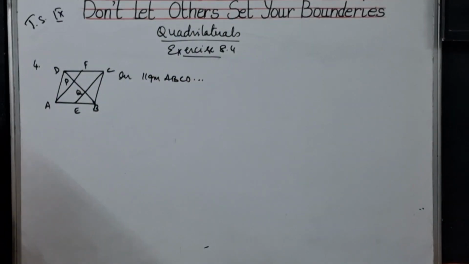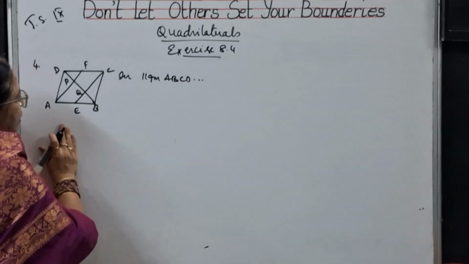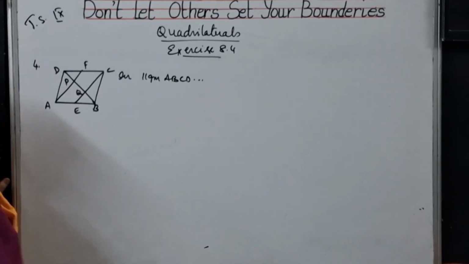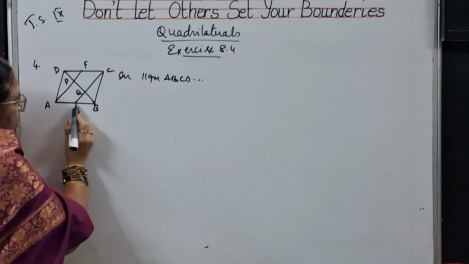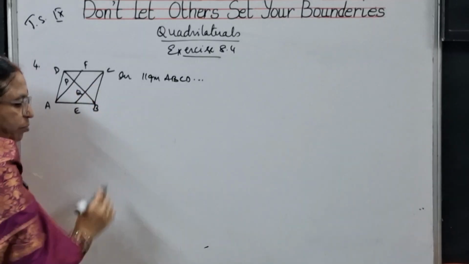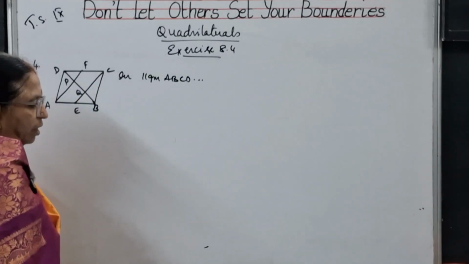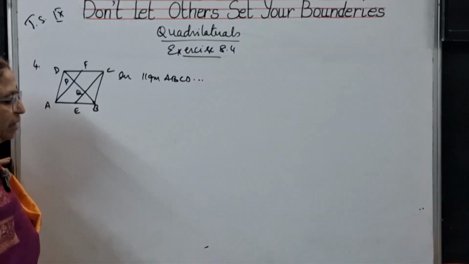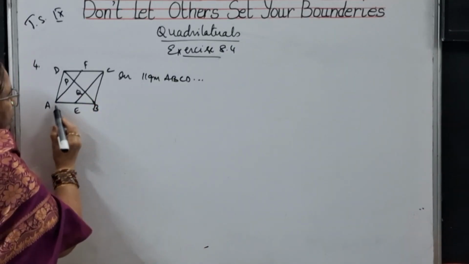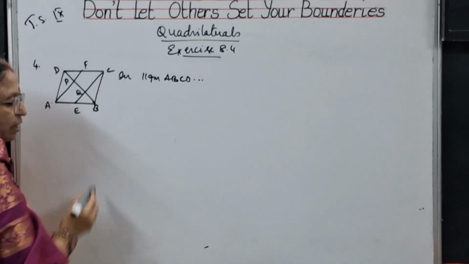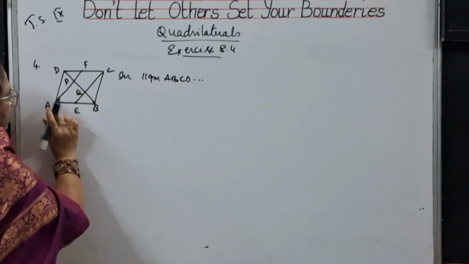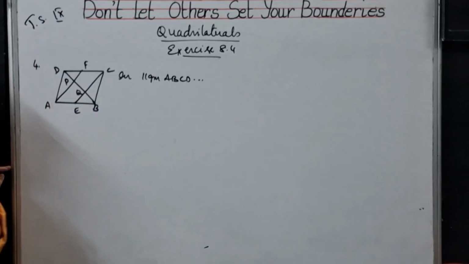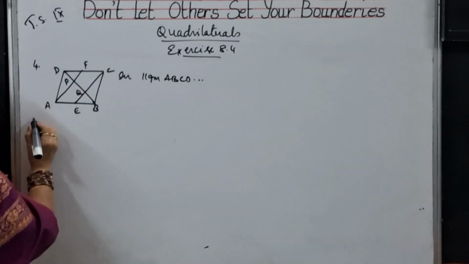Now, fourth problem, children. They have given a figure in this way. The problem is: ABCD is a parallelogram in which E and F are the midpoints of AB and CD respectively. Show that the line segments AF and CE trisect the diagonal BD. Trisecting means dividing it into three equal parts. This is what we need to prove.